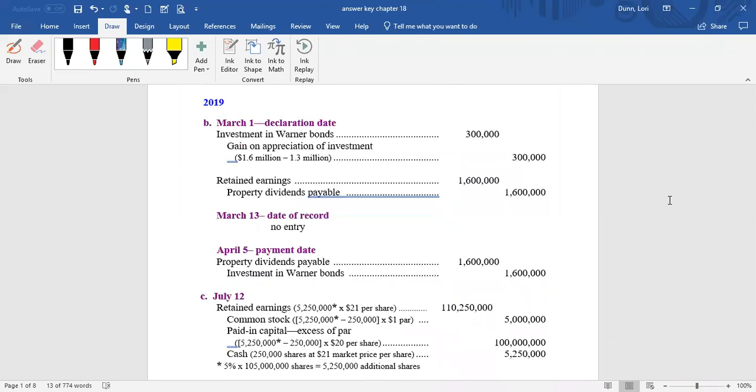So right now we have 105 million shares of stock outstanding. We, as a company, are going to pay an additional 5,250,000 shares. So we're sending out 5,250,000 additional shares. Well, kind of. We need to determine the value of those 5,250,000 shares. That's the total value of the dividend.